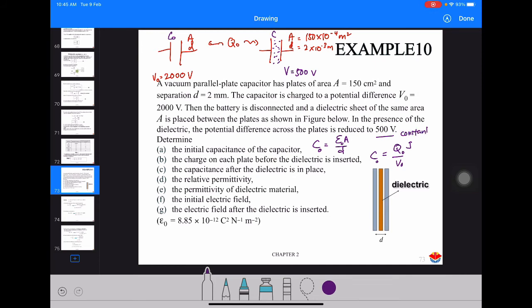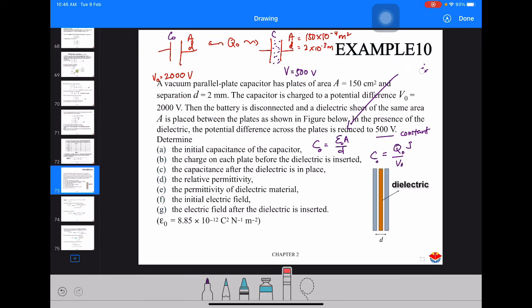Constant. Let's bring this one up there. And then question C, they want to find the capacitance after the dielectric is in place. So they wanted to find the new capacitance, but they didn't give you any values for epsilon, the new epsilon R. If they give you epsilon R, then you can straight away calculate epsilon equals epsilon naught epsilon R, and then you can calculate using this formula.